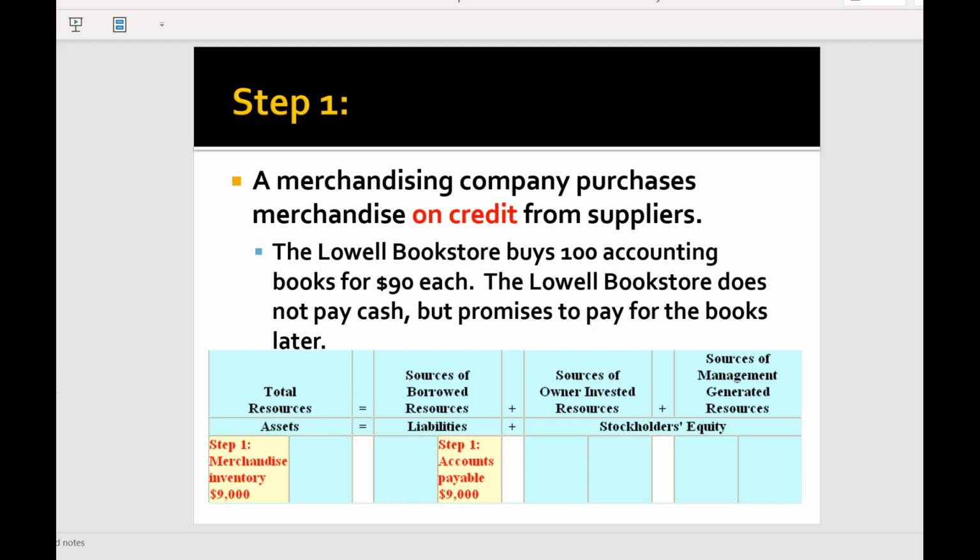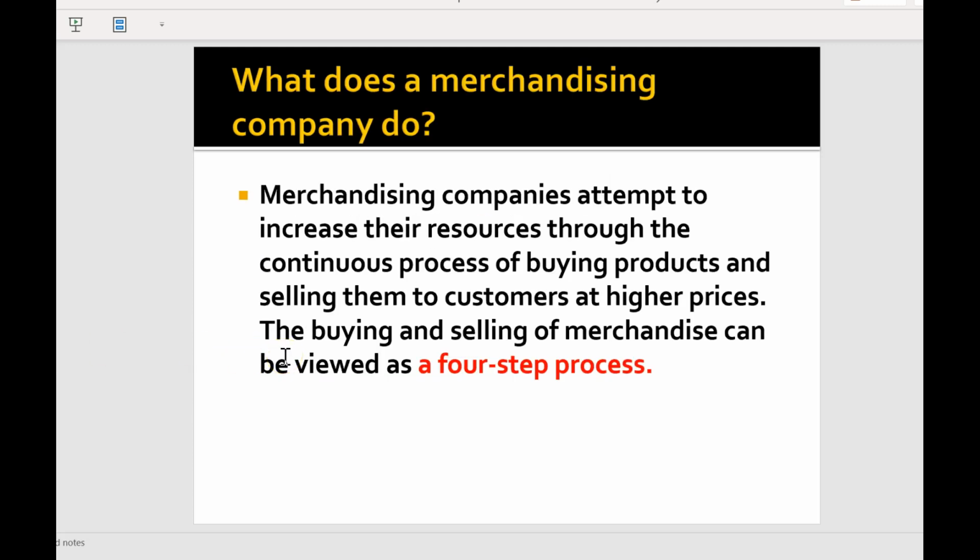So what do merchandising companies do? They buy and sell goods for profit, and as accountants, when we try to record those transactions, we follow a four-step process. Of course, this four-step process may change if the company purchases and sells using cash only. But in reality, most of the process involves credit. So in this four-step process, we basically use credit to purchase and to sell.